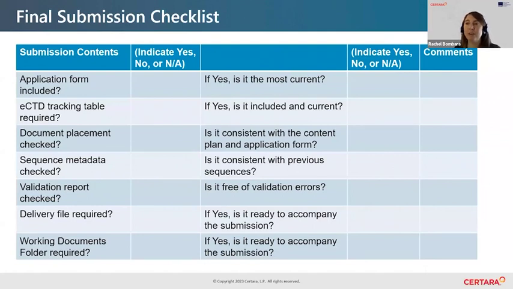And lastly, something I want to mention is a final submission checklist. This is an item where even something as simple as what's currently on my screen can really help catch those last final minor issues that can become a nuisance later on. So for example, the first item on this checklist asks, is an application form included? Yes or no? If yes, is it the most current?